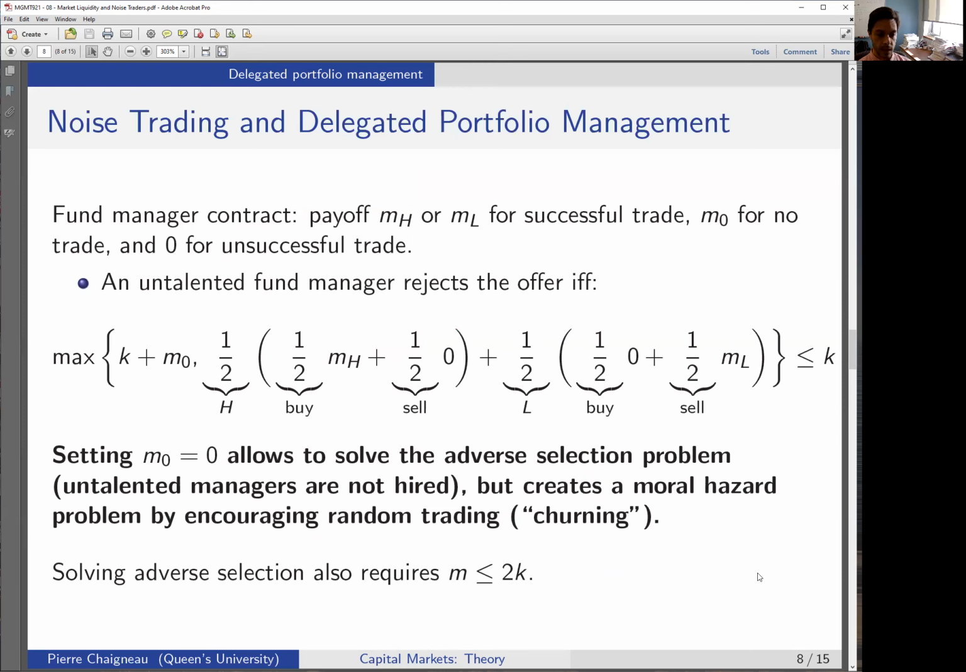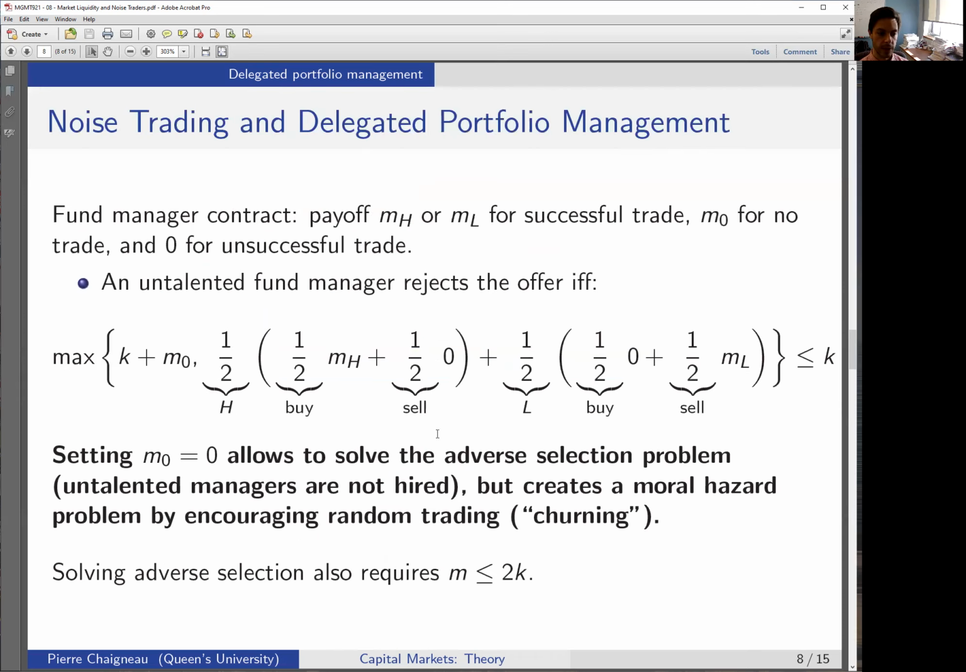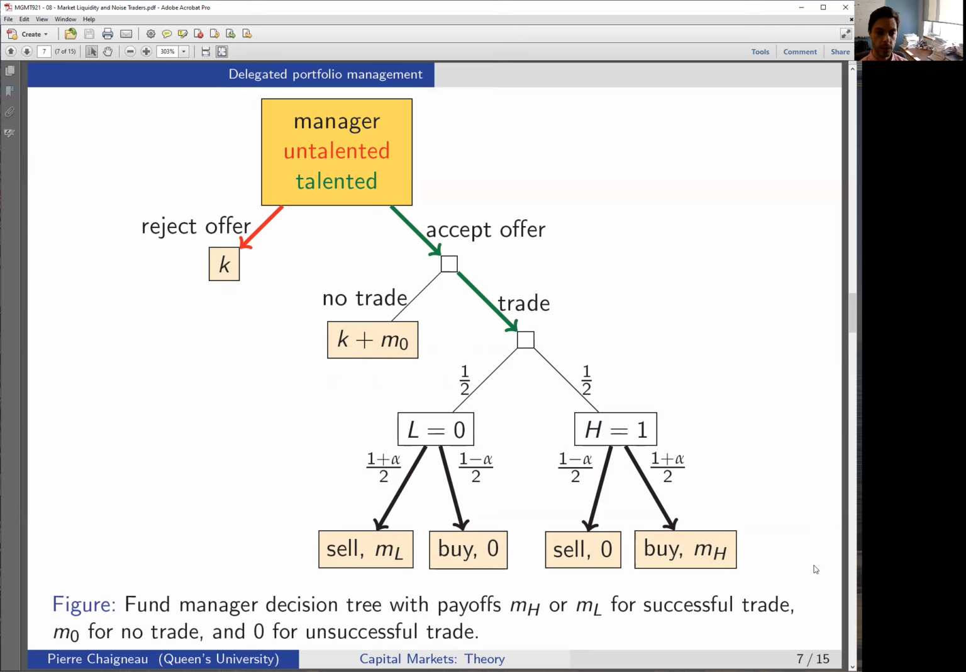Okay. And so why is this happening, right? This is a bit surprising because we have a talented fund manager, so he is uninformed, and yet, even though he's uninformed, he is optimally deciding to trade rather than not trade. So why is that? Well, this is because we could not reward not trading, because doing so would have attracted untalented fund managers. So we could not reward not trading.